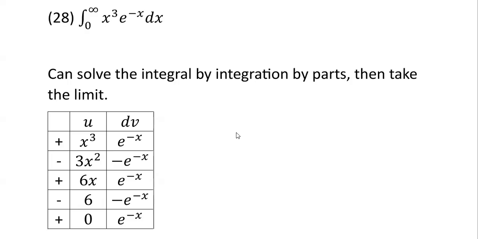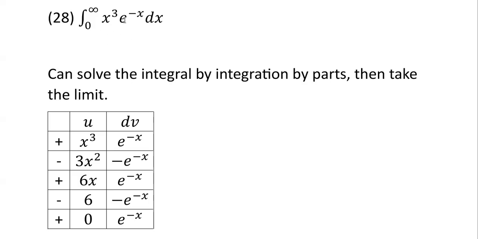Number 28, integral from 0 to infinity, x cubed e to negative x dx. This is improper because this upper limit is infinite. There's no domain restriction on the function, so we're okay in that aspect, okay? We can directly evaluate this integral. This is an integration by parts.